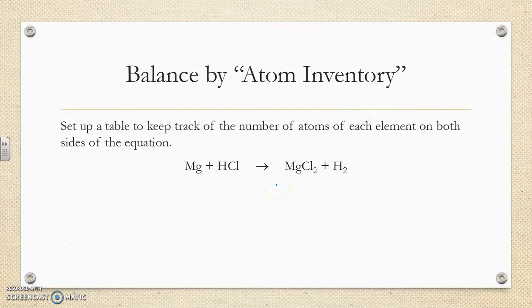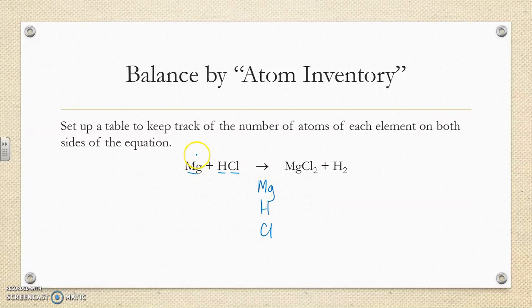Okay. All right, balancing by atom inventory. Nine times out of ten, you'll be able to balance it by inspection, but there's times when it's going to be kind of tricky and you're going to have to balance it by inventory. So you'll set up a table to keep track of the number of atoms on each side of the equation. Now, the way that I do it is I write down each element that we have. So we have magnesium, hydrogen, and chlorine. And I write it like this. I put it down the middle underneath the arrow. That way I can keep track of my reactants on this side and my products on this side. Makes it easy to balance them out.